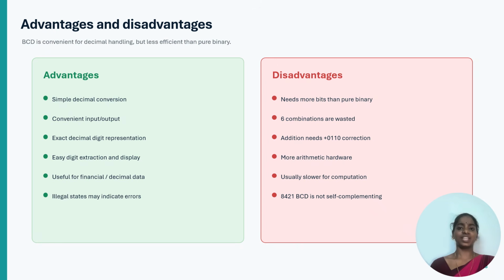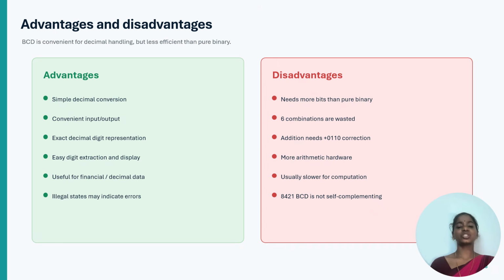And then disadvantages of BCD. More storage. It means 4 bits are required for every decimal digit, often more than the equivalent pure binary representation. And then wasted combinations. 6 of the 16 4-bit patterns are unused. And it needs more hardware, because BCD arithmetic needs correction detectors, extra adders and carry logic.